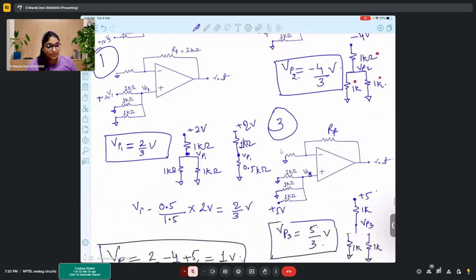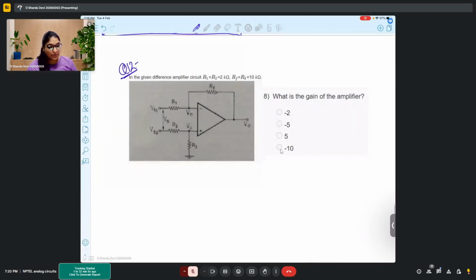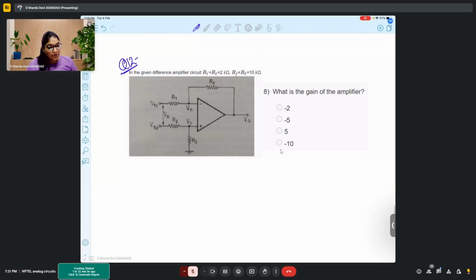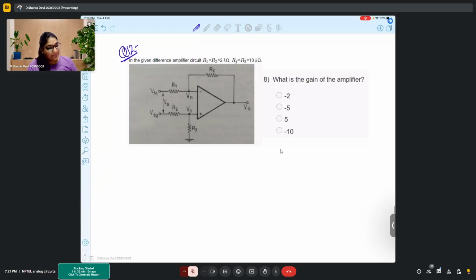Okay. Clear, ma'am. So let's move on to the next problem. In this problem, it is given that this is a differential amplifier circuit with R1 being 2 kilo ohms, R2 being 2 kilo ohms, RF and R3 are both 10 kilo ohms. So what is the gain of the amplifier?